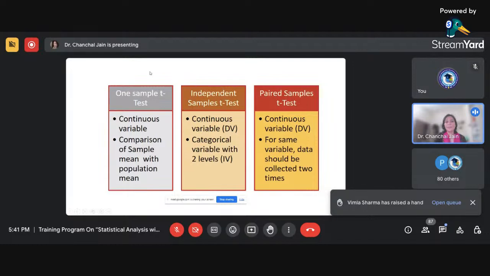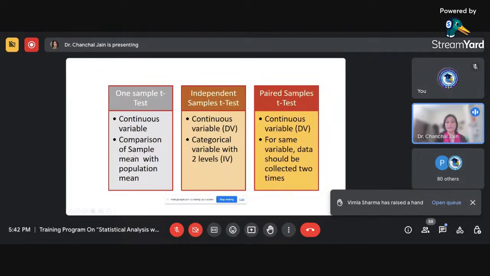Further, the purpose of one sample t-test is that we want to compare the sample mean with the population mean. It means we want to see whether the sample we have drawn is representing our population or not. So in that case, we want to compare the sample mean and the population mean. This is the important part to understand about one sample t-test.